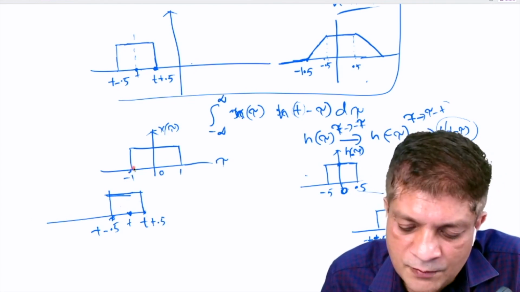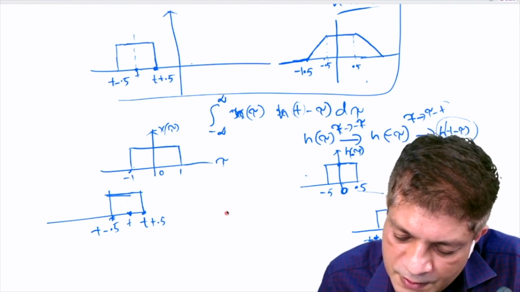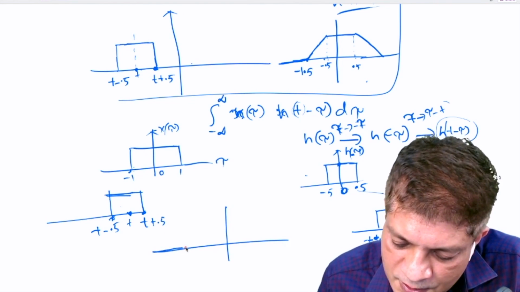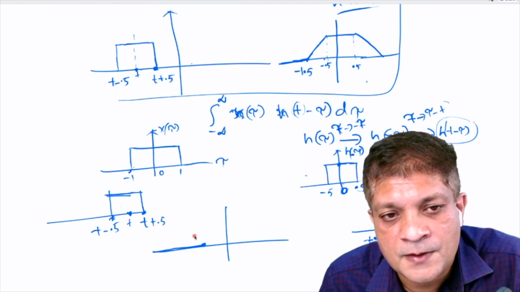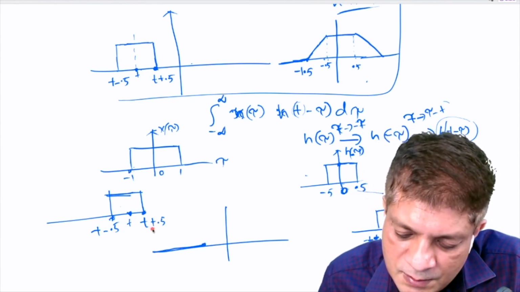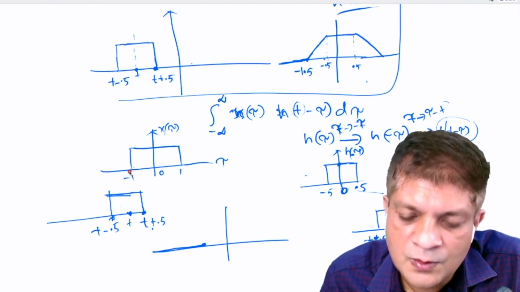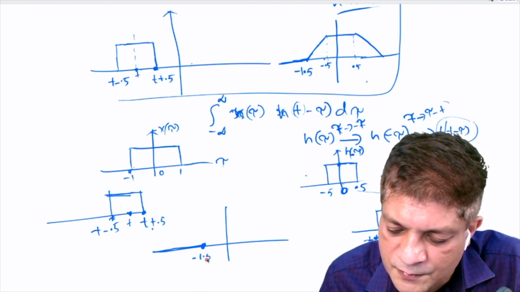Now if I am moving t from minus infinity to infinity until this point reaches minus 1, will there be any overlap between these two? No, sir. So we can say that the output signal is 0 till when? Till this point reaches minus 1, till t plus 0.5 is equal to minus 1. So this is minus 1.5.